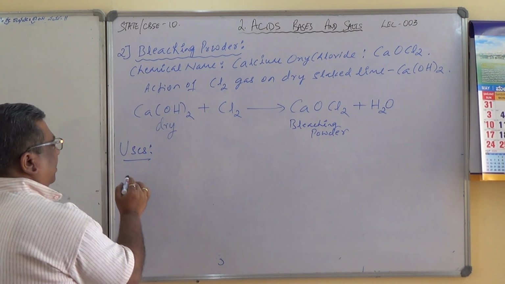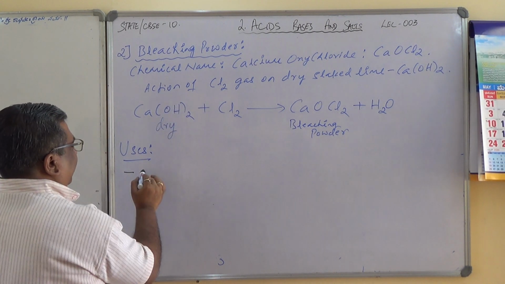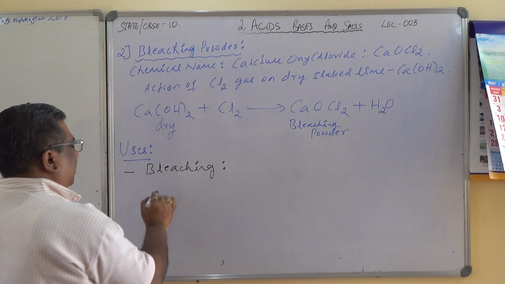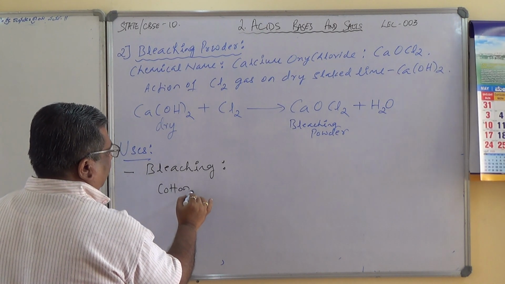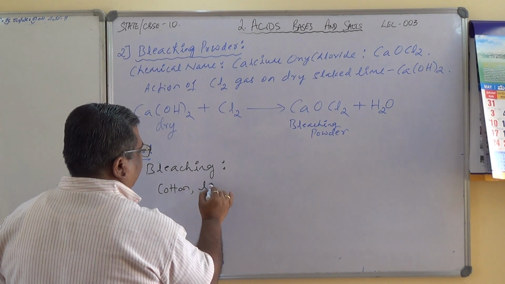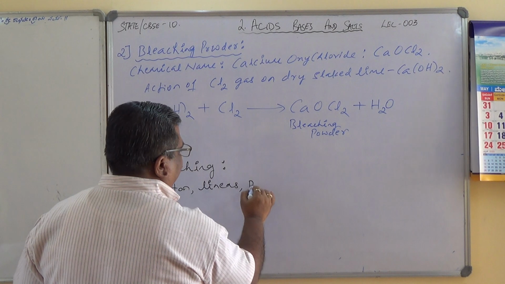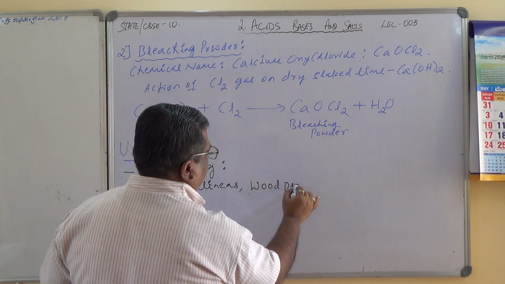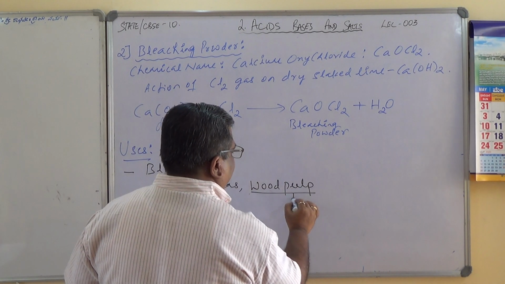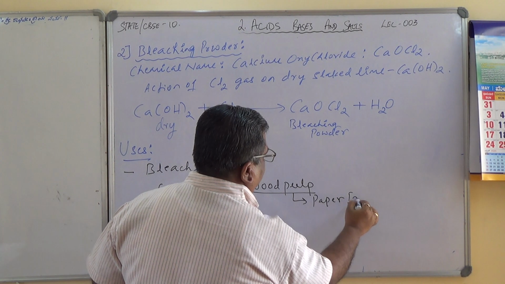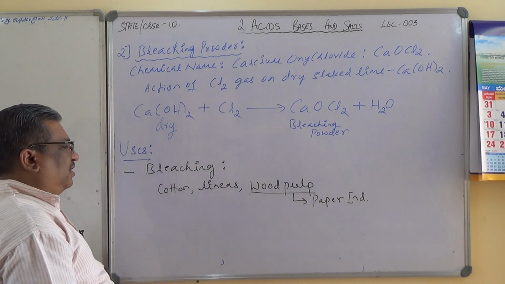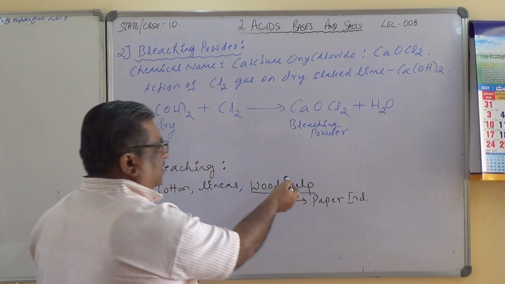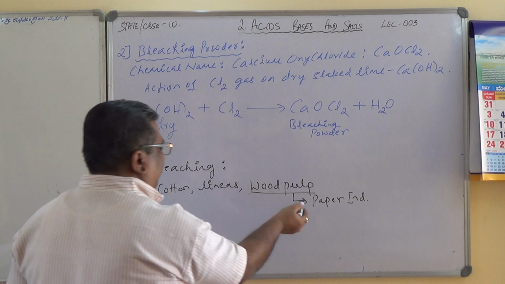Uses of bleaching powder. First of all, as the name suggests, it is used for bleaching applications. Bleaching of what? Cotton, then linens, then paper or wood pulp. Where do you use wood pulp? Wood pulp in paper industries. So it is used for bleaching of cotton, bleaching of linens, and wood pulp, which is used in paper industries. That is nothing but whitening of the wood pulp. These are some of the bleaching actions.